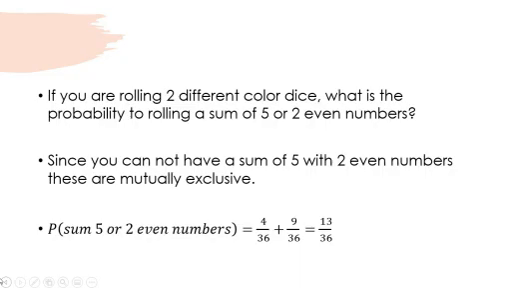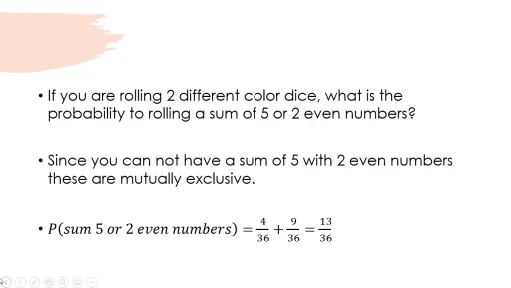Now, if you have 2 dice and you're rolling them, there are 6 by 6 outcomes, so there are 36 total outcomes that are possible. If you look at the review sheet or the note sheet, you should see all of them. When we're talking about this, we usually have 2 different colors, because we want to be able to distinguish between the two. Since the sum of 5 and the two even numbers are mutually exclusive, they are separate, so we can just add them together.